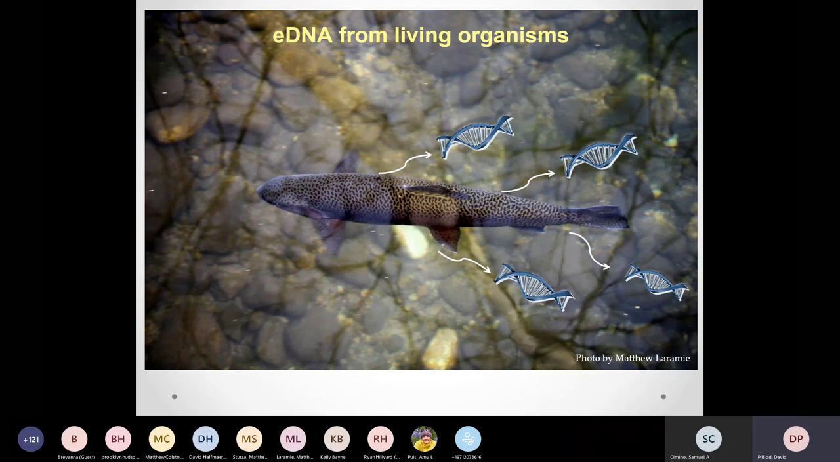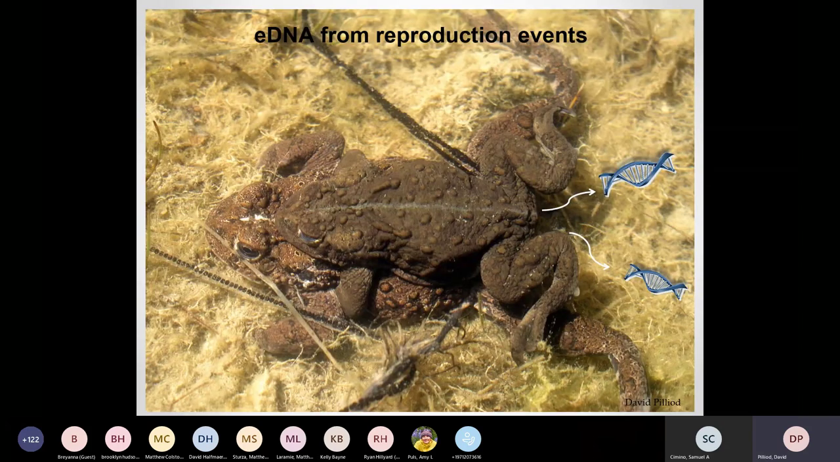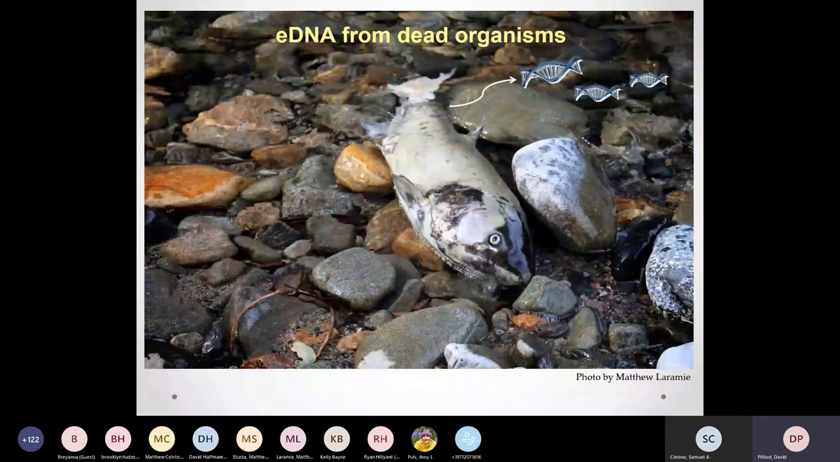But a lot of eDNA is just coming off of living organisms, whether it's secreted from shed skin cells, epithelial cells, or secretions, membranes interfacing with the environment and so forth. eDNA is also produced from reproduction events where gametes are released into the water, particularly for external fertilization, where it's directly in contact with the water around it. And it's being released from dead organisms as well, which is a bit of a challenge because you may find eDNA in the water, but you don't know if it came from a living or a dead organism.